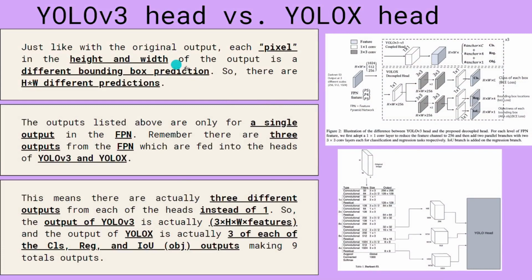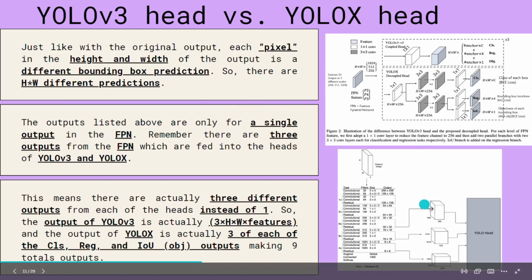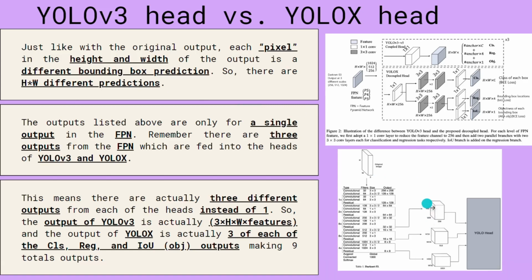So just like with the original output, each pixel in the height and width of the output is a different bounding box prediction. So there are height times width different predictions. Each of the outputs has height and width, and we're going to make bounding box predictions on each of the pixels across the height and width, and the channel dimension represents the class score, the regression, and the objectness score.